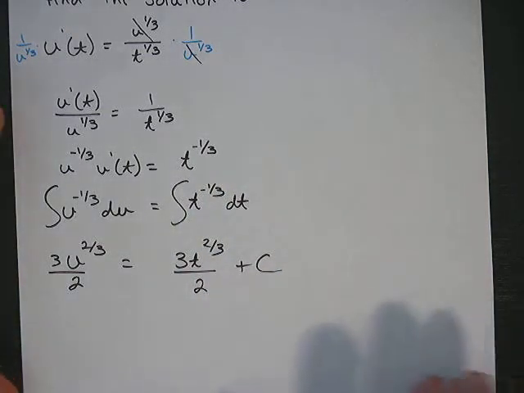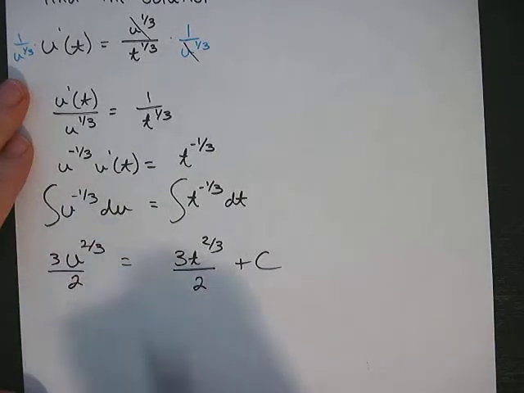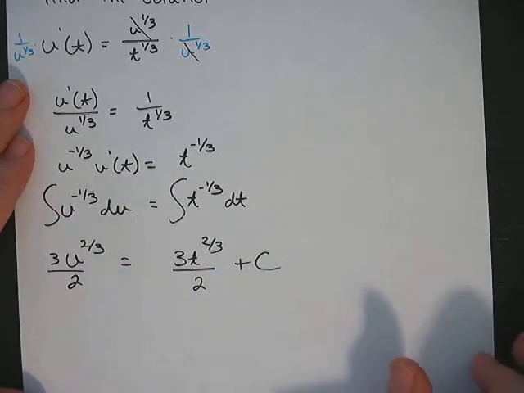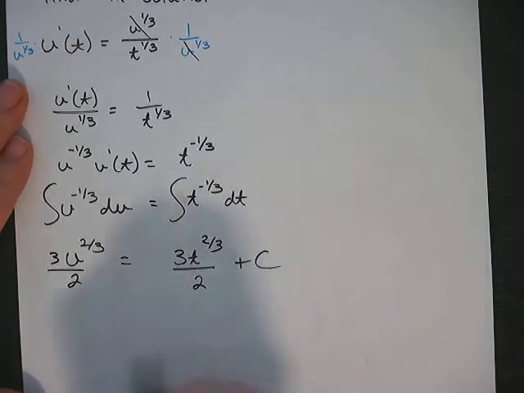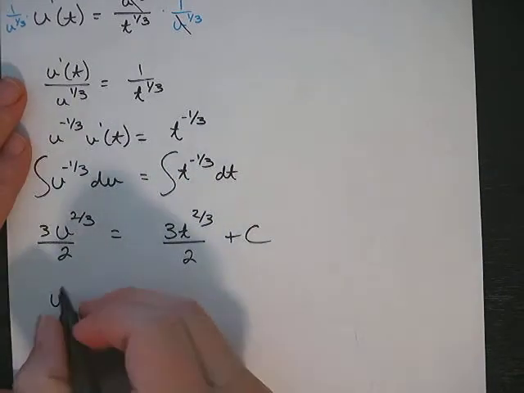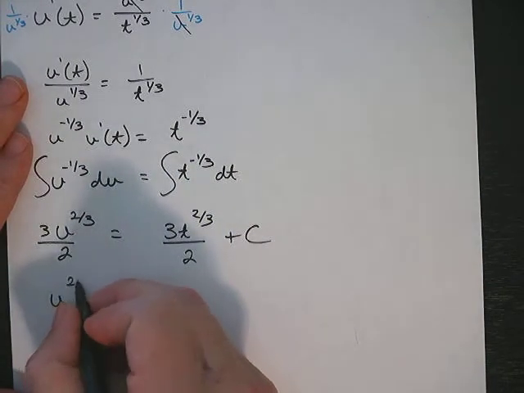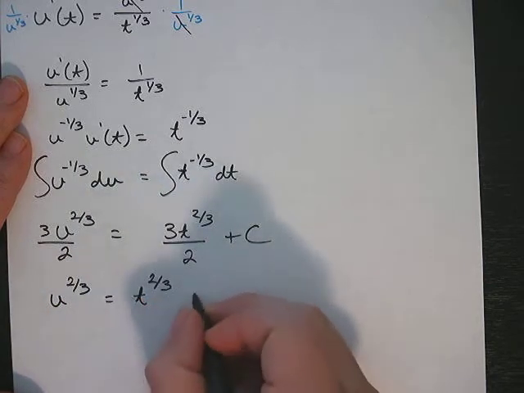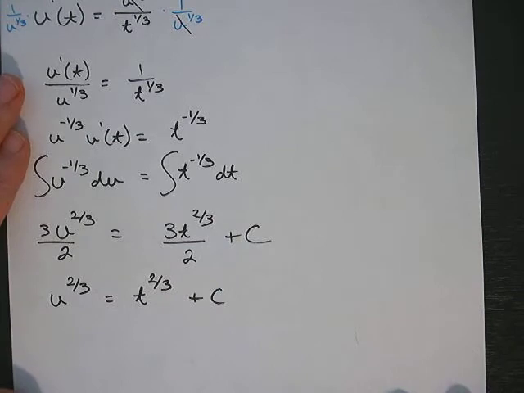All right, getting close to done. Let's get rid of the 3/2 on both sides. We can multiply both sides by 2/3. You can even multiply the c by 2/3, but we're just going to leave it as c. We don't care, it's a constant. We don't know what the constant is yet, but we'll find that out soon. So u to the 2/3 is equal to t to the 2/3 plus c. So I got rid of the 3/2.